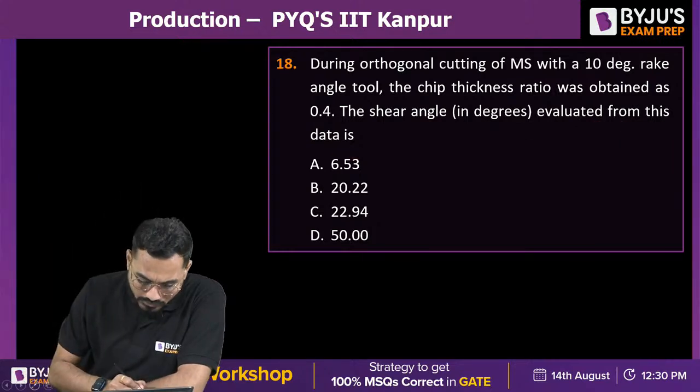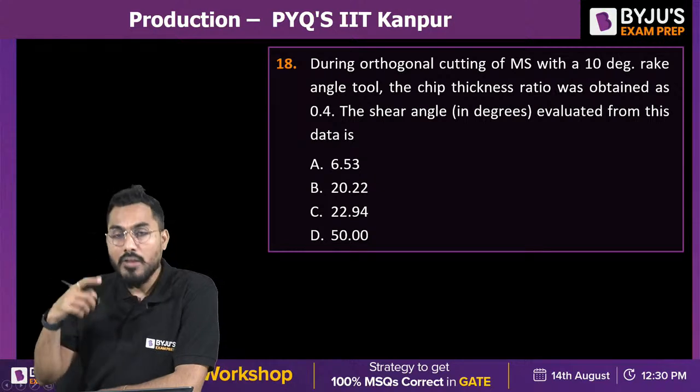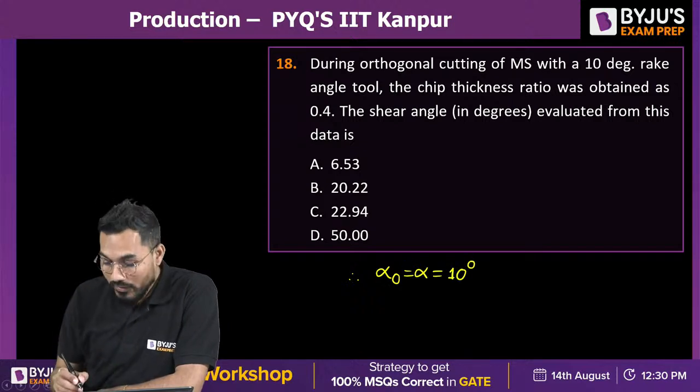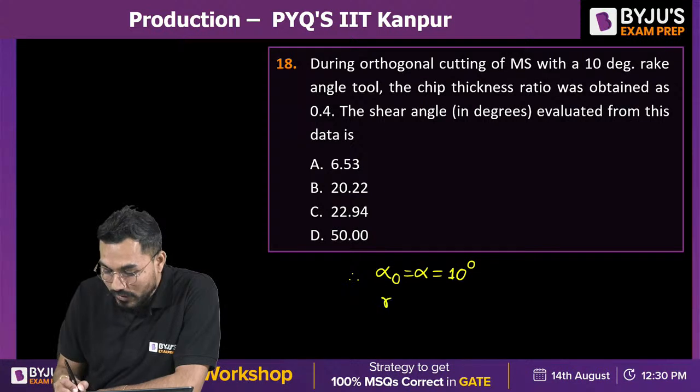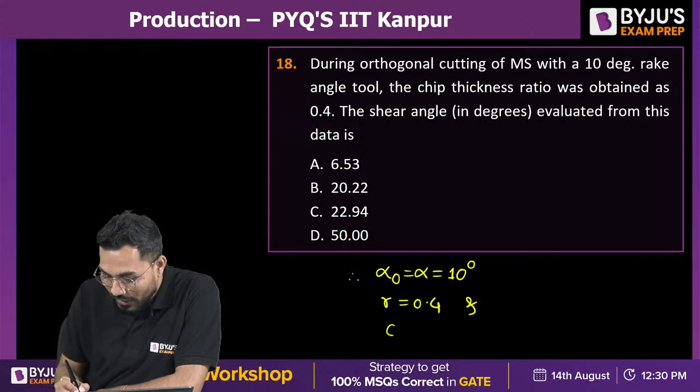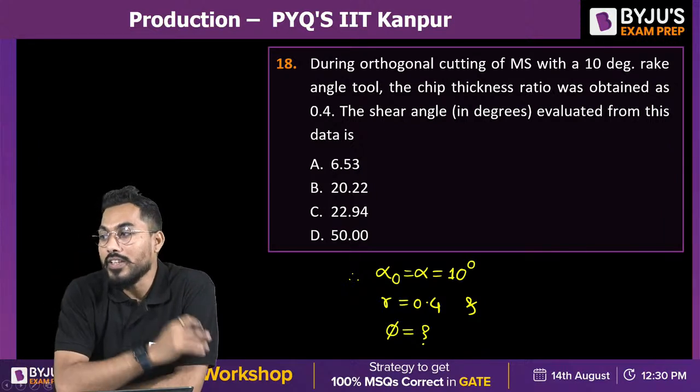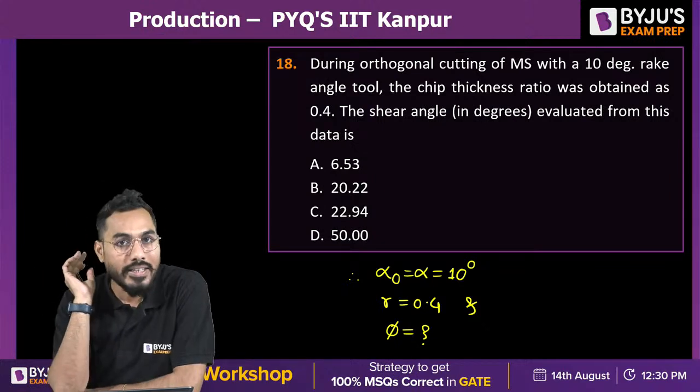It's very simple. Whichever data is given, you write down the data, and based on that you try to find out the answer. So we know that alpha 0 or alpha is the rake angle of the tool, that is 10 degree. Then chip thickness ratio r is exactly equal to 0.4, and we are interested to calculate shear angle phi, that is the question mark. This is the data given. So we have written that data.